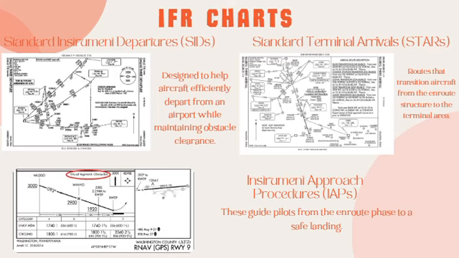The standard terminal arrival routes, STARs, are pre-planned routes designed to transition aircraft from the en route phase to the terminal area in an orderly manner. Dispatchers use these charts to plan arrivals that align with the expected approach and runway configuration, and manage traffic flow efficiently, especially in busy airspaces.